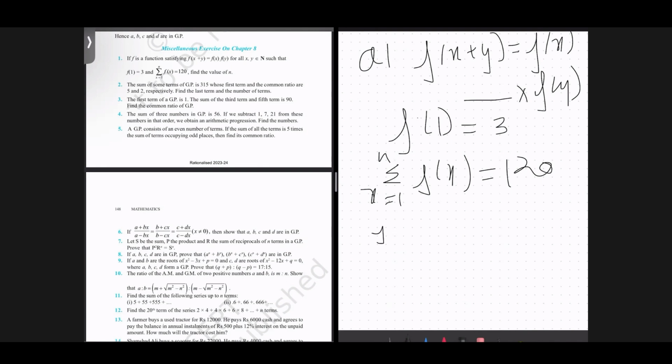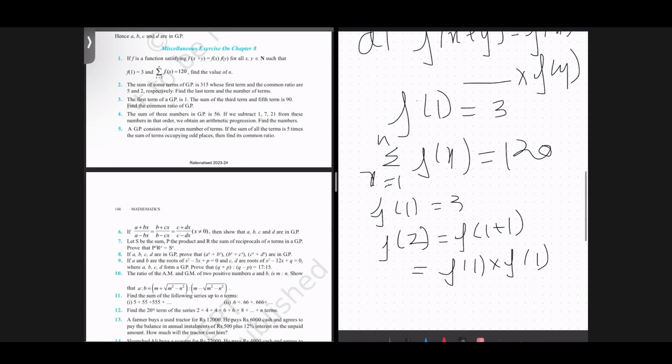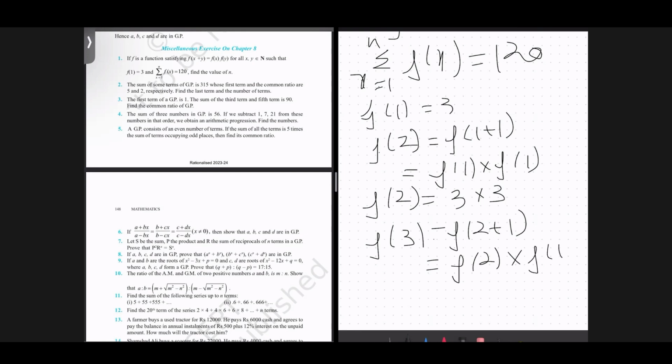Right. So we have f of 1 equals 3. Let us take f of 2 equal to f of 1 plus 1 equals f of 1 into f of 1. Correct. So when you do that, this becomes f of 2 equals 3 into 3. Similarly, you have f of 3 equals f of 2 plus 1. That becomes f of 2 into f of 1. That becomes 3 into 3 into 3.